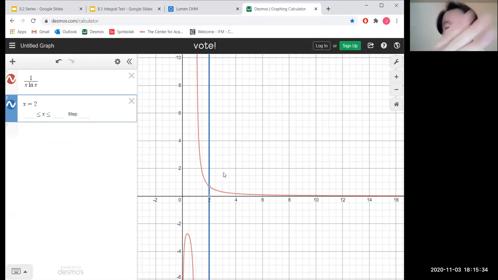So anything to the right of the blue line is basically where you have to look to make sure the three conditions are satisfied. So to the right of the blue line, it's continuous because there's no breaks. It's all above the x-axis and it's decreasing. So this satisfies the conditions for the integral test, which means we can go ahead and use the integral test.